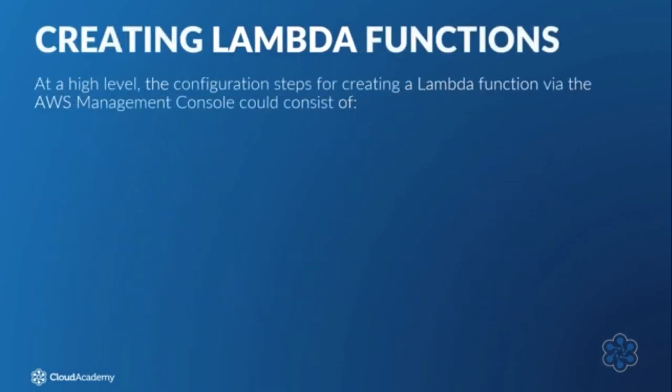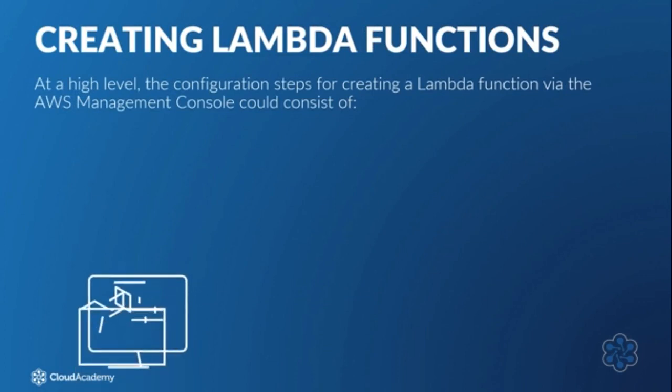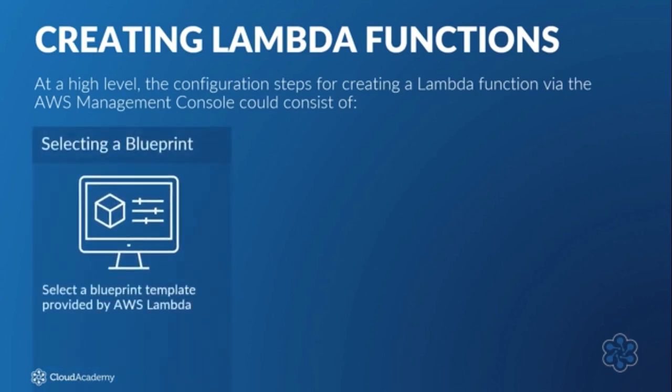At a high level, the configuration steps for creating a Lambda function via the AWS Management Console could consist of selecting a blueprint, and AWS Lambda provides a large number of common blueprint templates which are pre-configured Lambda functions. To save time in your own code, you can select one of these blueprints and then customize it as necessary. An example of one of these blueprints could be the S3 get object, which is an Amazon S3 trigger that retrieves metadata for the object that has been updated.